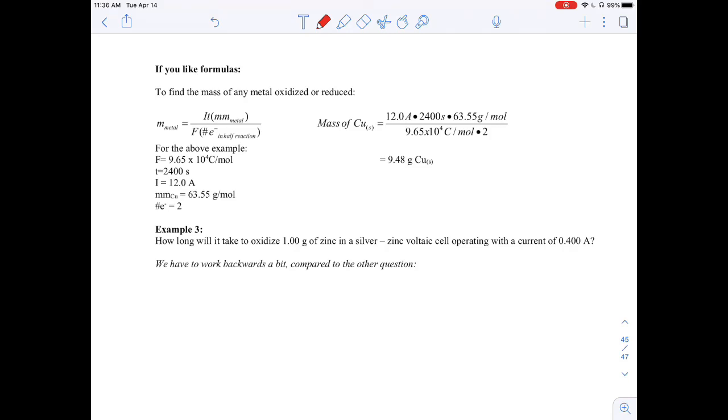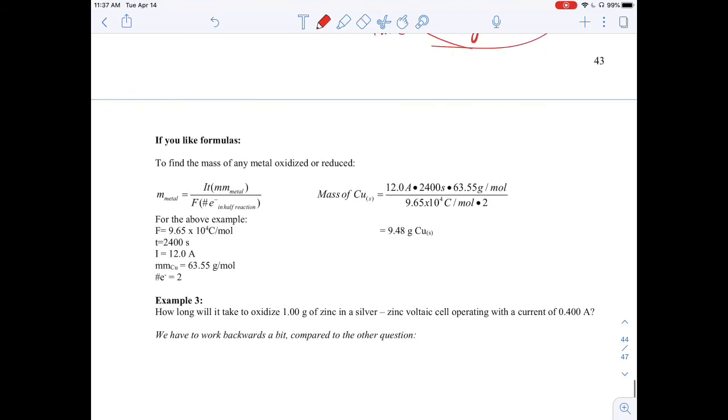So I'll put a break in the video and we'll get a chance to look at another kind of question. But essentially, all redox stoichiometry is going to be based on half reaction, number of moles of electrons, and a mass of a product or a mass of a reactant used.